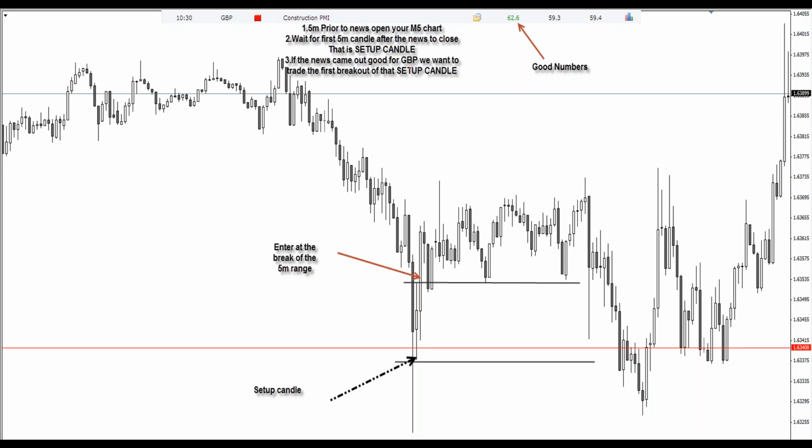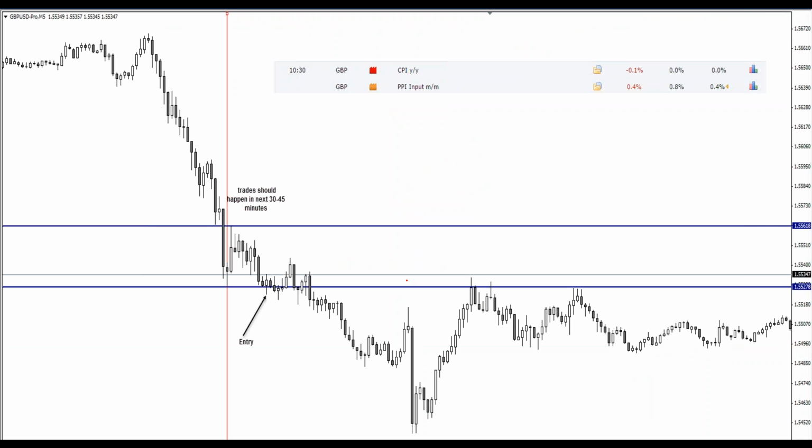And if the news came out good for GBP, you just need to trade the first breakout of the setup candle. So this candle is the news candle. Immediately it was a spike. But then you saw that the next candle is stabilizing the price. So this 5-minute candle after the news is called the setup candle. Now the news was good, so we trade immediately to the long side. And this is the profit. You can close profits by using Almira Markets pivot points.